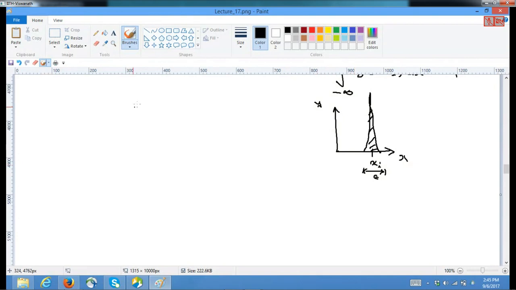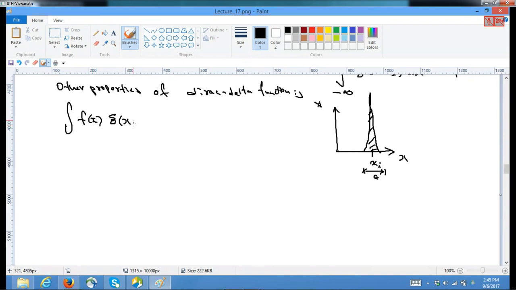And the other property of Dirac delta functions is that the integral from minus infinity to plus infinity of f(x) delta(x minus xi), if you integrate it, is equal to the function f(xi).